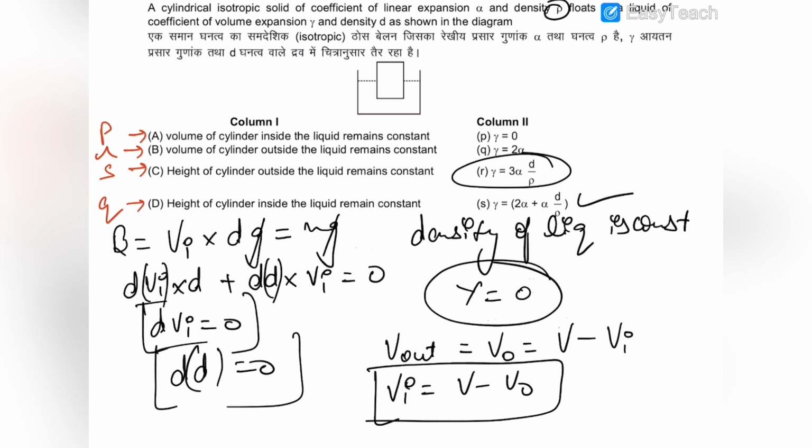So this was, I think, the complete analysis of a floating object and the effect of temperature on the buoyancy, the outer height, the inner height, the outer volume, and the inner volume. That's why I was calling this example the complete perfect example for this concept.